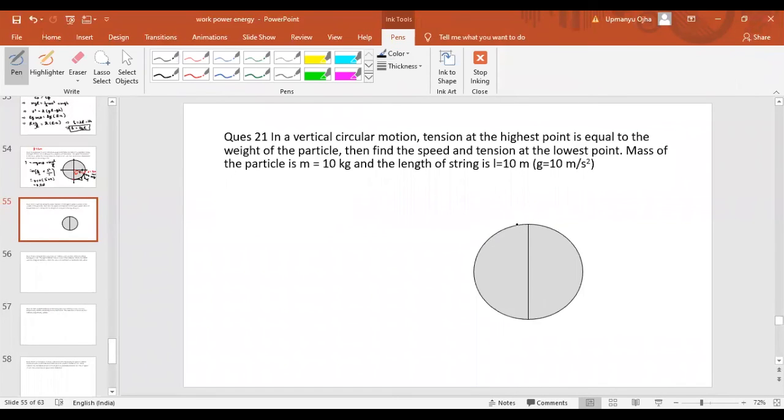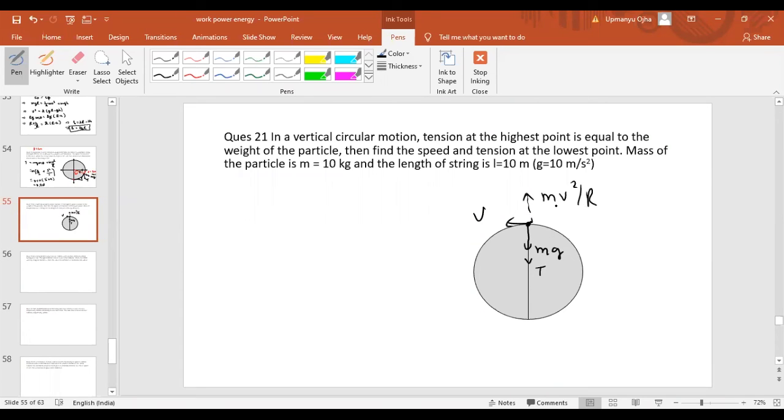So at this point we have the tension equal to the weight of the particle. So if we assume the mass is 10 kg, draw the free body diagram here. When the particle is at the highest point, it has some velocity v. mg will be acting downward, tension will also be downward, and the centrifugal force mv square by r is outwards.